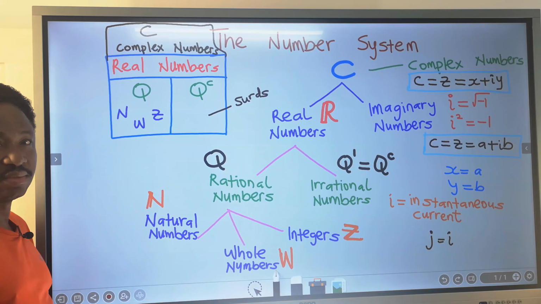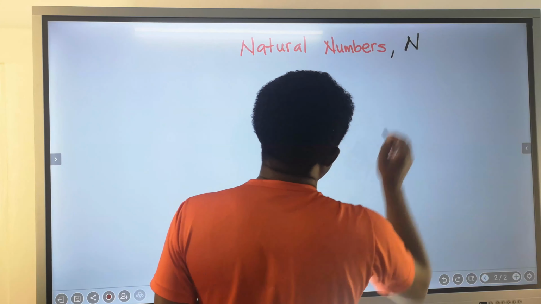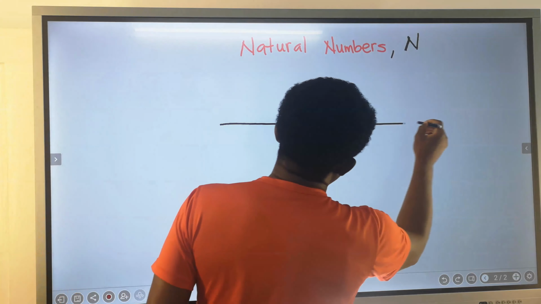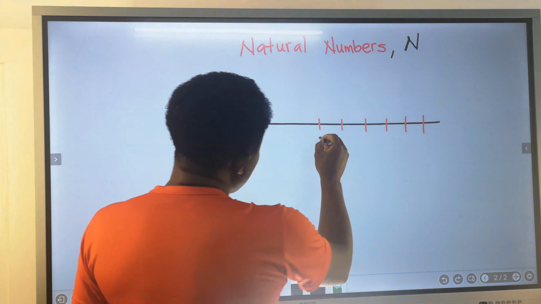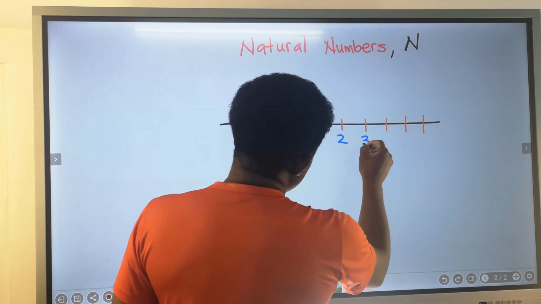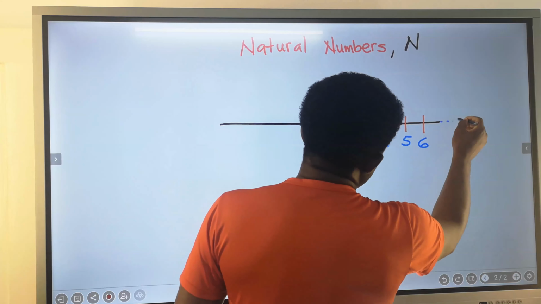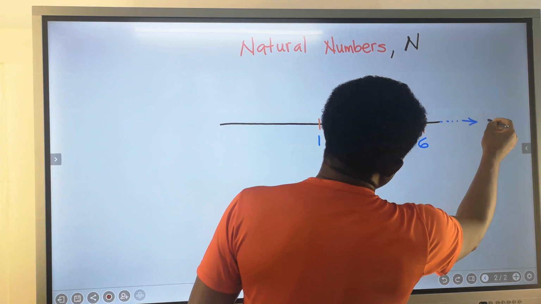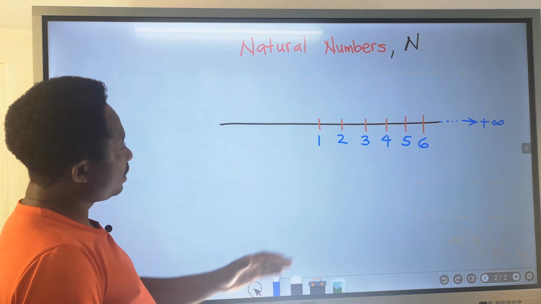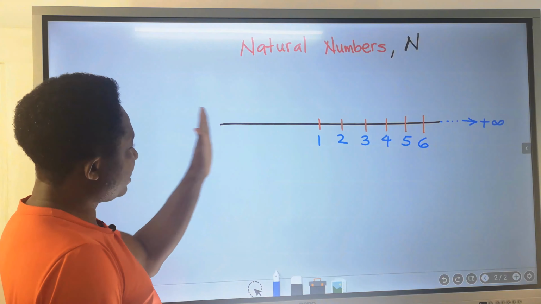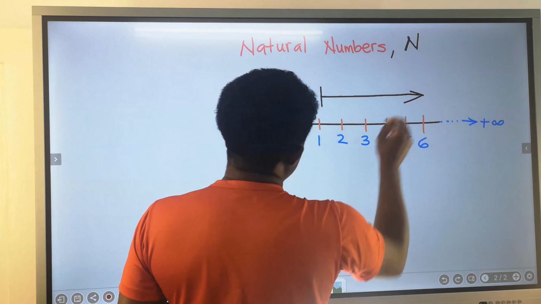Natural numbers. Natural numbers denoted with capital letter N can be found on the number line. Natural numbers on the number line we consider from 1, 2, 3, 4, 5, 6, and it continues towards positive infinity. Natural numbers do not consider 0 and the negative parts. It starts from 1 to infinity.